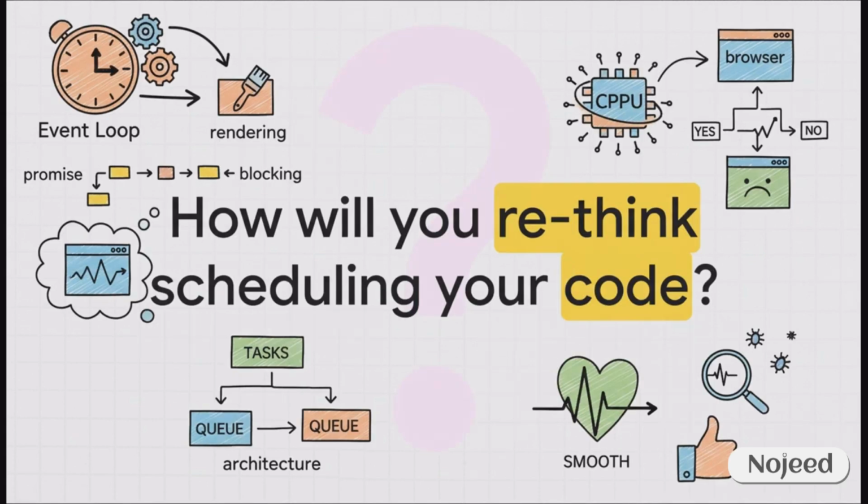And that's really the question to take with you. Now that you know the rules of the game, how will it change the way you write code? The next time you're writing a promise chain or a complex event handler, you can ask yourself, hey, is this going to block the UI? Do I need to yield here? Mastering this is more than just fixing bugs. It's about fundamentally changing how you build for the web.